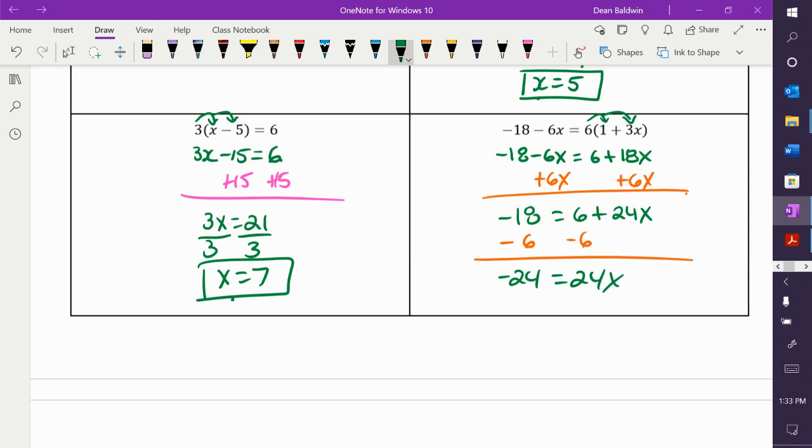And then what's the final step? Divide. To get it's -1. How do you get 0.5? Oh, wait. Oh, I forgot to make this.